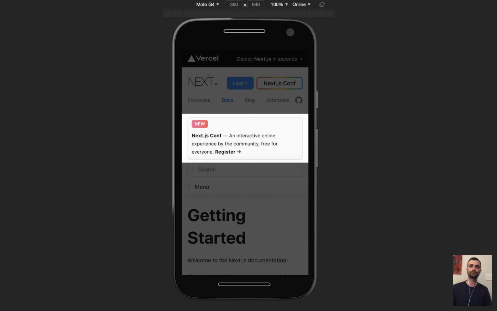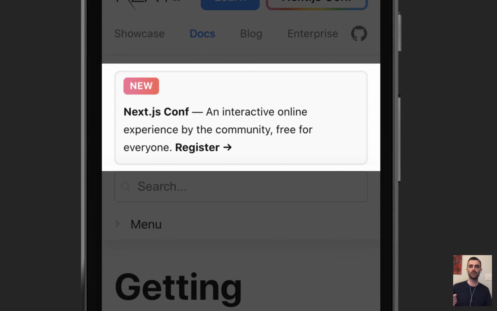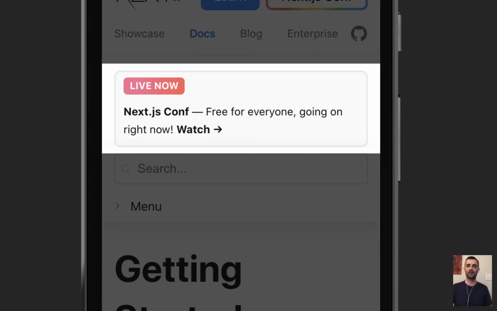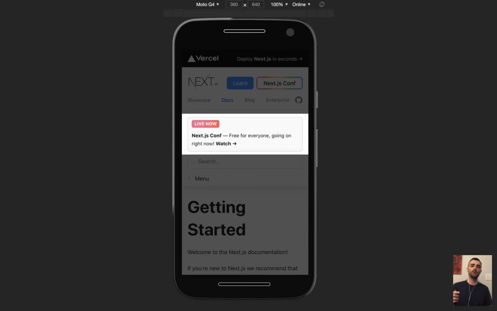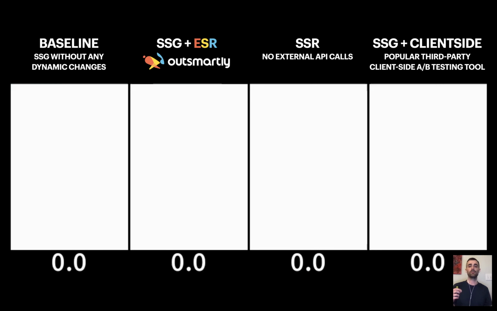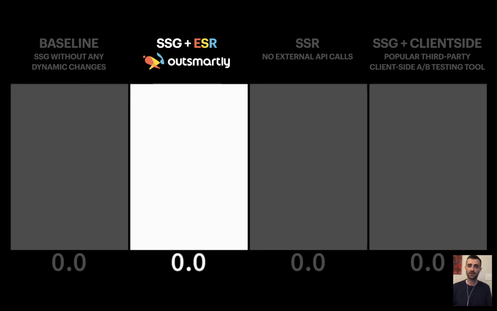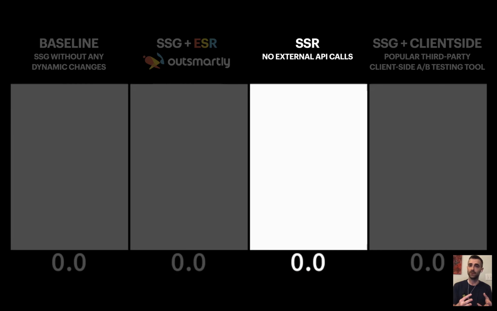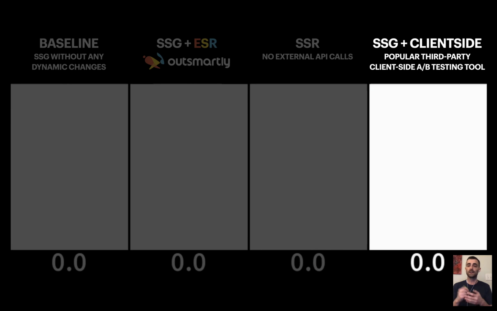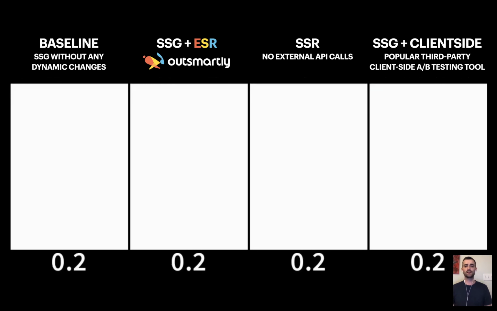So let's take a look at what actually happens if we went and deployed that override. So going back to here, here's just a reminder of what we're going to do. We've got this banner here. We're going to actually override it and change it to be live now, free for everyone going on right now. Now, just for fun, we're actually going to demonstrate this with 4 different techniques. We've got the baseline, which is static site generation, not applying those changes, no dynamic changes at all. Then we've got our edge slice re-rendering, our ESR, using Outsmartly. Then we've got server-side rendering, but no API calls. And then we've got client-side, right, using a popular third-party client-side A/B testing tool to do this dynamic rendering. So let's go ahead and see how fast that works.